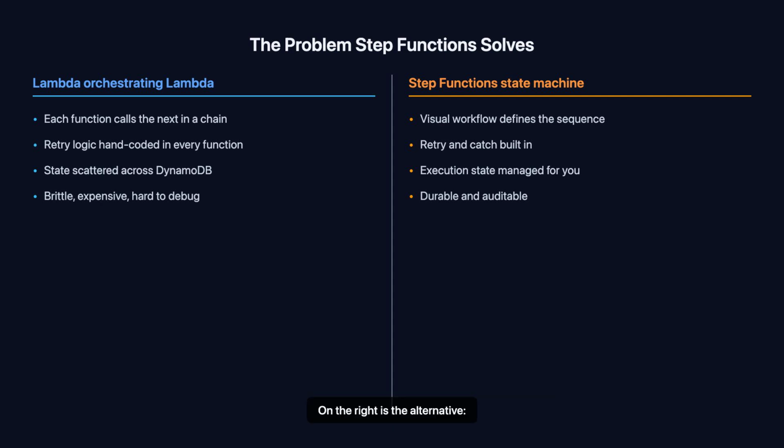On the right is the alternative, a Step Functions state machine. The visual workflow defines the sequence. Retry and catch are built in. The execution state is managed for you, and the whole run is durable and auditable. The coordination logic moves out of your code and into the workflow.